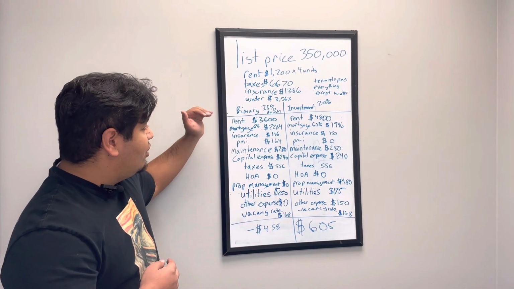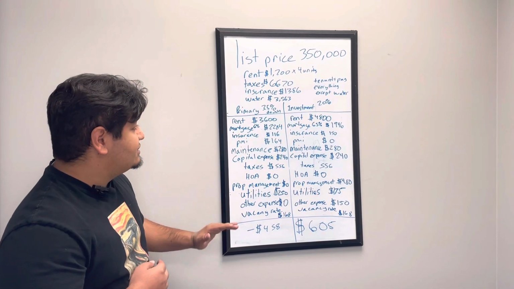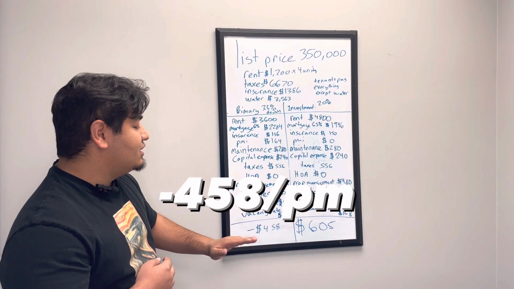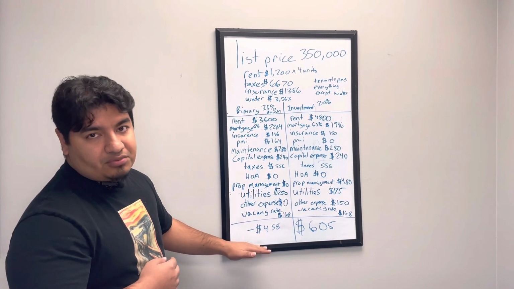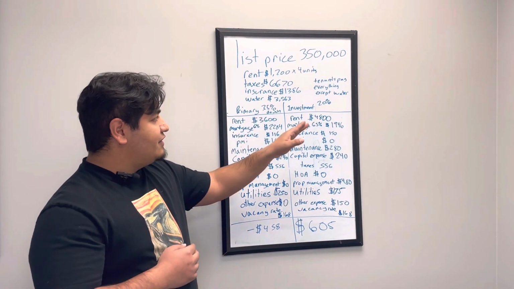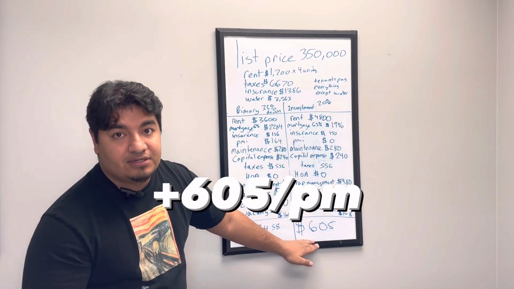So after you take all the rent minus all the expenses, the operating expenses and the financing expenses, as a primary residence, with you living in there, it would be negative $458 a month. So you're coming out of pocket, paying for the mortgage a little bit. And on the investment side, you're at $605.